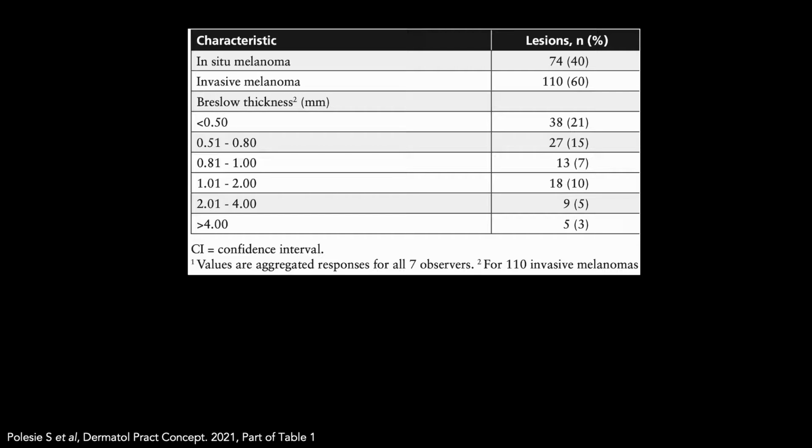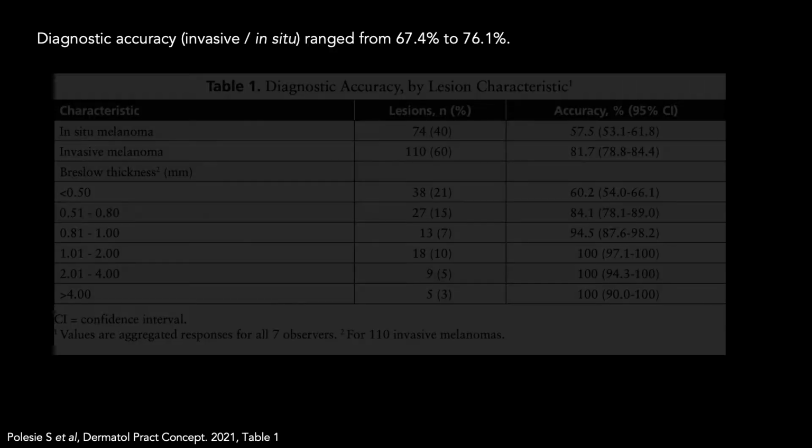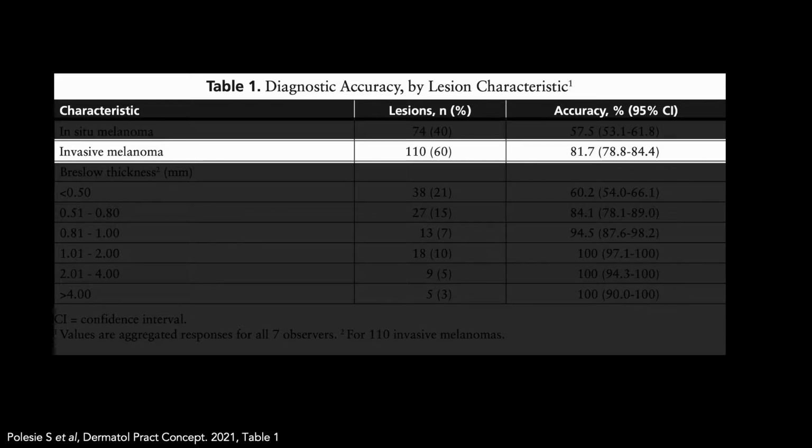Most invasive melanomas were thin, and only 32 lesions had a Breslow thickness of more than 1.0 millimeter. All dermoscopic images evaluated in this investigation can be found using the QR link below. The overall diagnostic accuracy in differentiating between invasive and in situ melanoma ranged from 67.4 to 76.1% among the 7 dermatologists. The accuracy for correctly classifying in situ melanomas ranged from 53.1 to 61.8%, whereas the overall diagnostic accuracy for classifying invasive melanomas was higher.